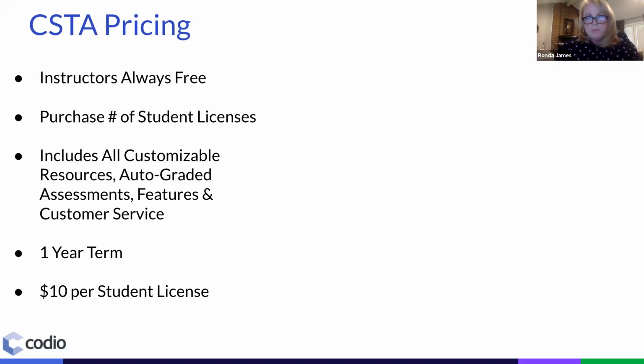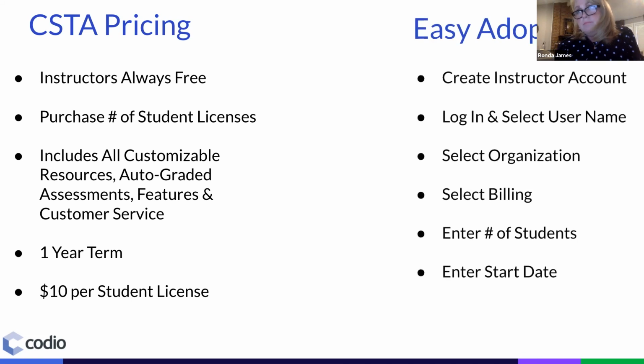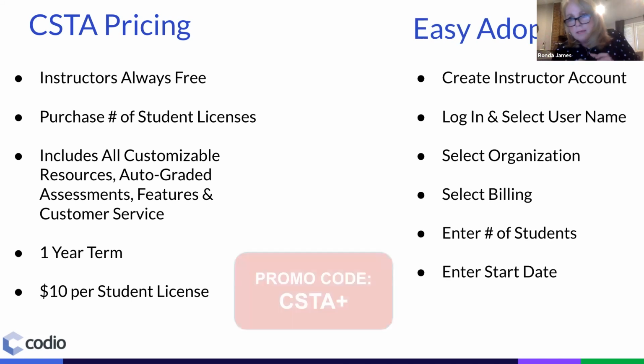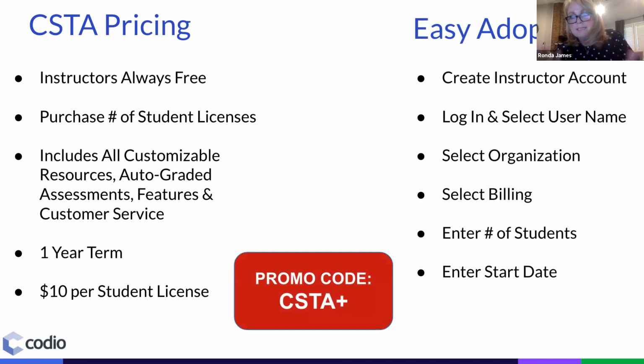If you wanted to adopt Codio in your class, we would look at the number of student licenses that you wanted. It's a 1-year term, $10 for the entire year per student. Easy adoption by creating an instructor account, and I'll show you this in a second. You log in, you select your organization, you select billing, enter the students and the date, and after putting in your promo code of CSTA plus, if you want to write that down, then you're ready to go.